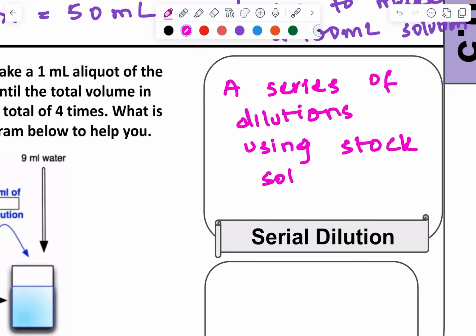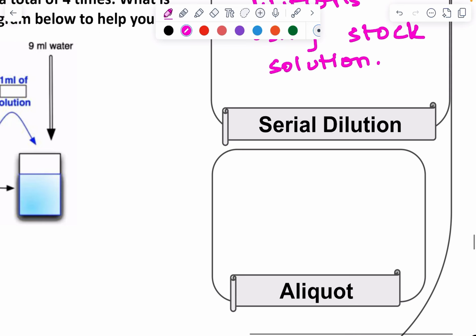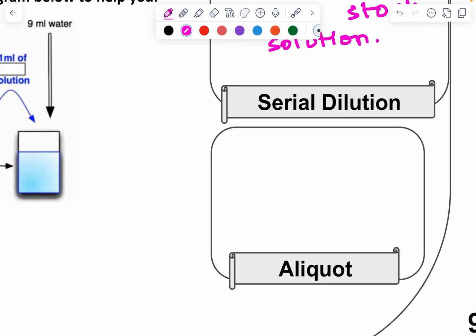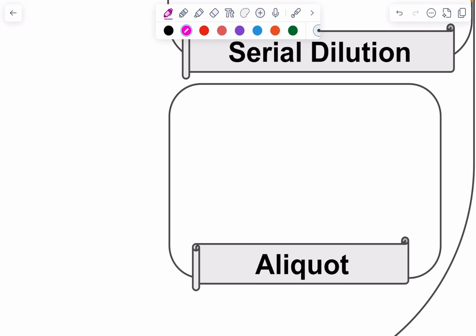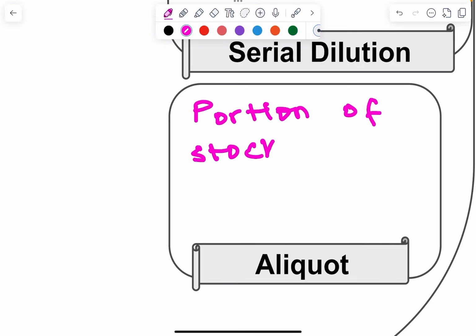The only difference is that every time we are doing a new concentration, our previously diluted solution is now the new stock solution. And an aliquot is the specific amount of the stock solution that we use every time. So this is the portion of stock solution used for dilution.